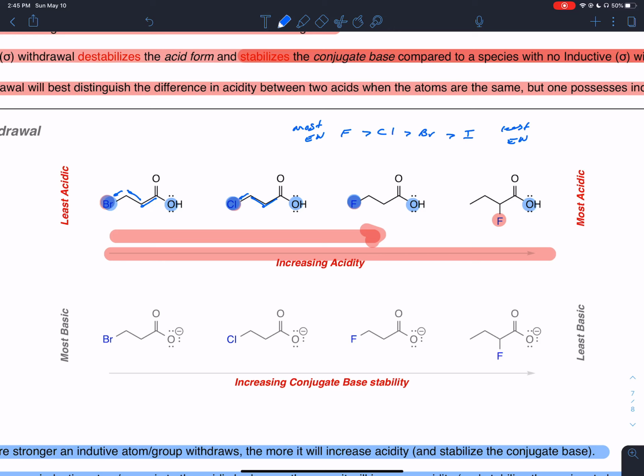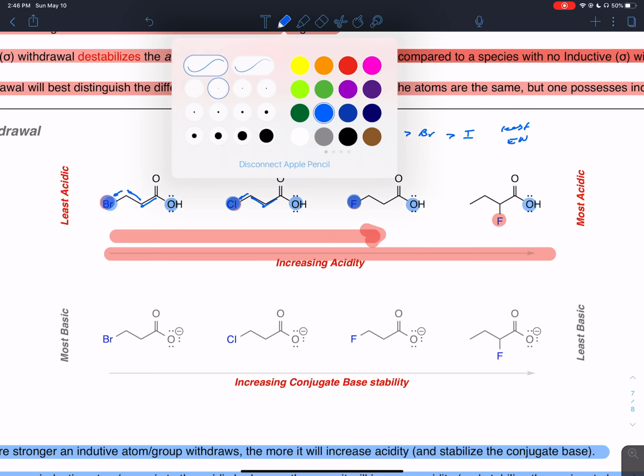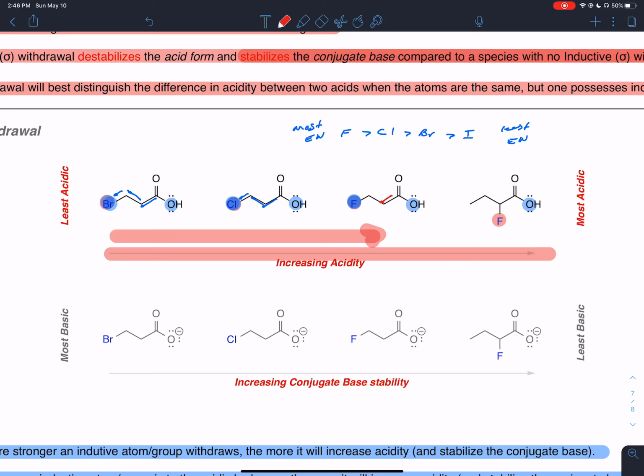Again, this is not a resonance effect. You can think about this inductive atom as just kind of tugging on the electron clouds over the atoms. It's pulling a little bit. And the fluorine has more of a pull in its direction than the chlorine or the bromine.